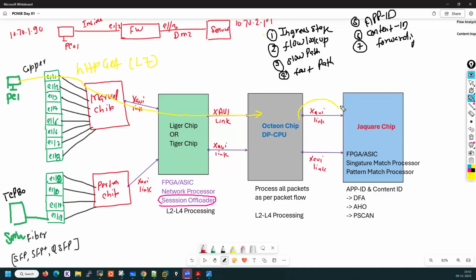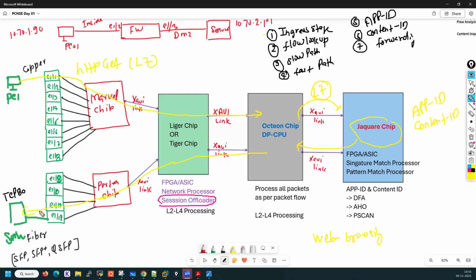It provides only the layer 7 content, the layer 7 information of this HTTP GET, to the Jaguar chip, and the Jaguar chip will perform the App-ID and Content-ID. Those tasks are done by the Jaguar chip, and it will provide the result, the application. So for the HTTP GET, my Palo Alto firewall identifies this traffic as web browsing. Application is web browsing. Content-ID will check for any type of malware and so on, and after that, this packet will go here.